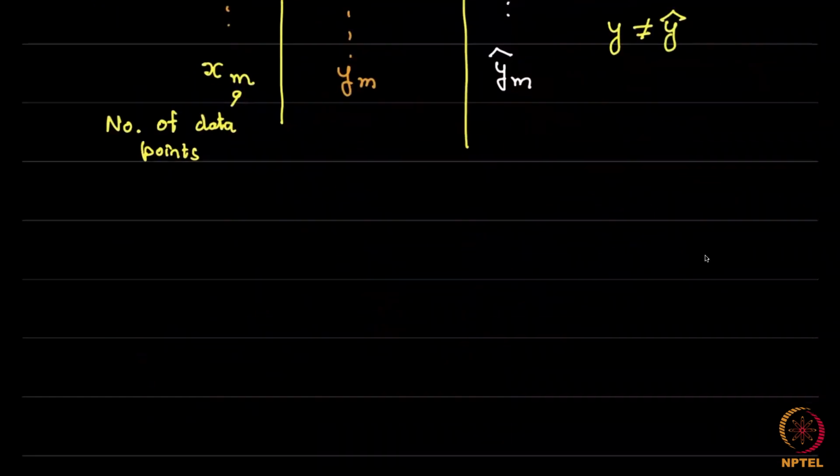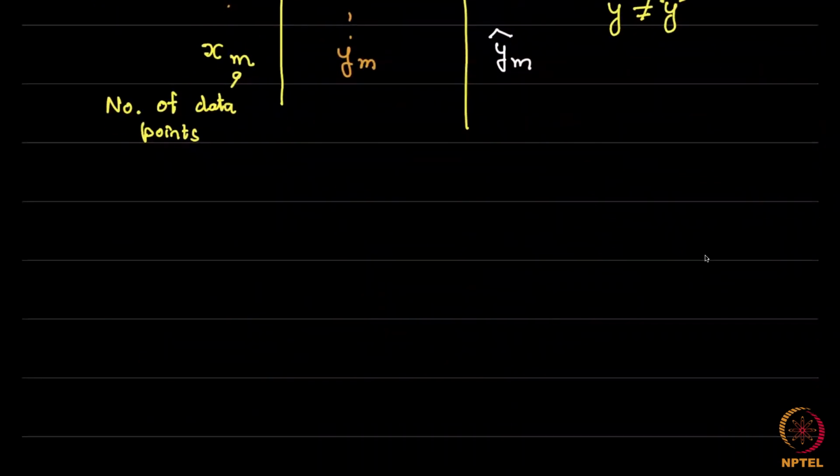But another thing is true in general. We want a great model. So the best model would be such that y equals y hat for all measurements.